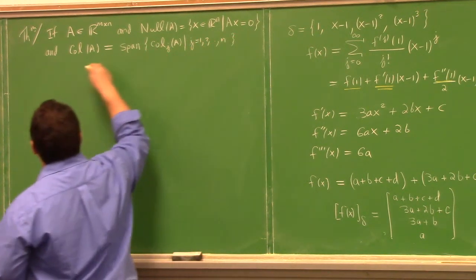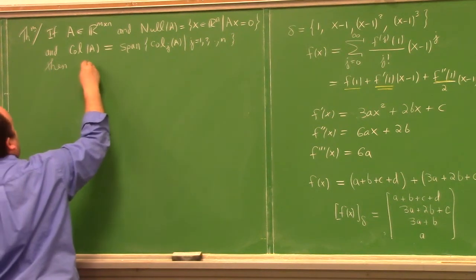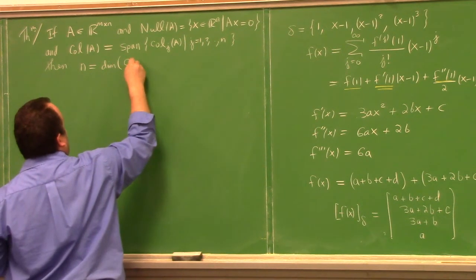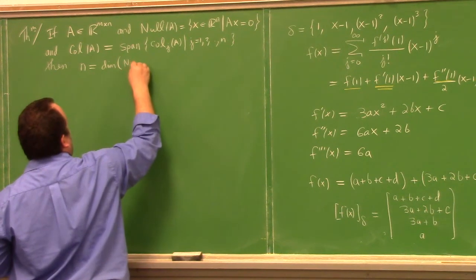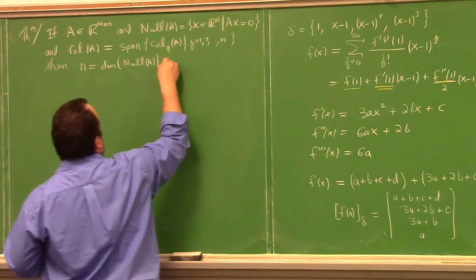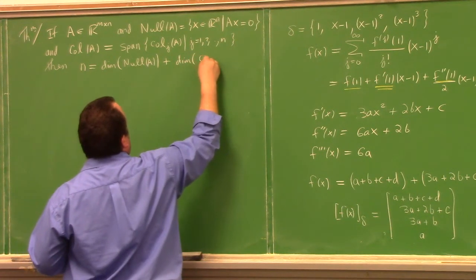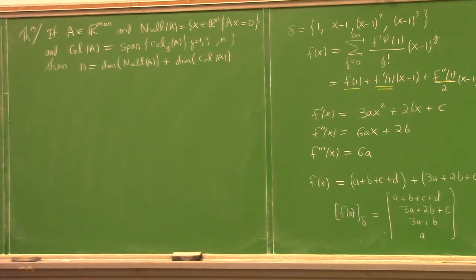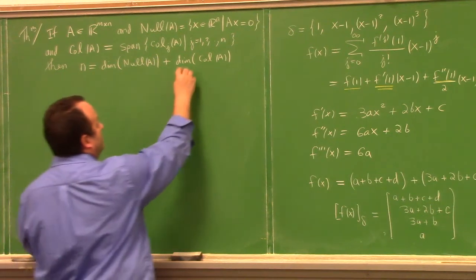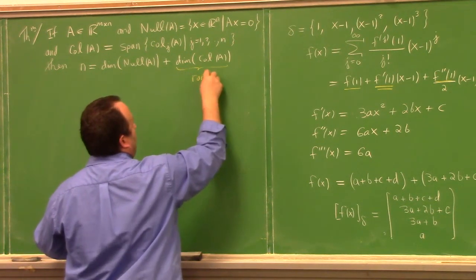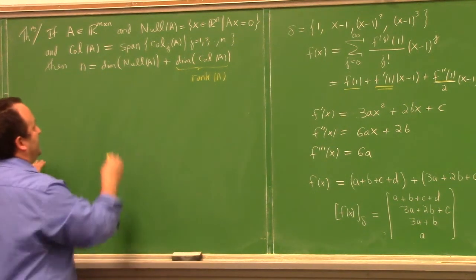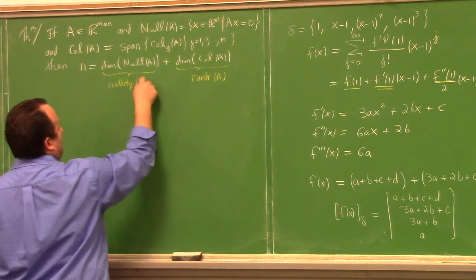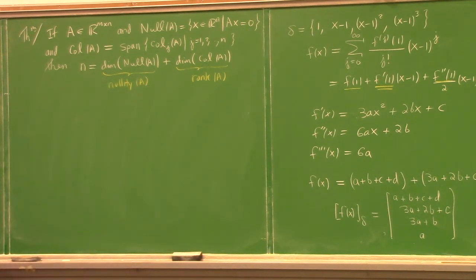All right, then here's the rank nullity theorem. N is equal to the dimension of the null space of A plus the dimension of the column space of A. It doesn't matter which one you write first. The dimension of the column space is called the rank of the matrix. The dimension of the null space is called the nullity of the matrix. So rank plus nullity is the number of columns.